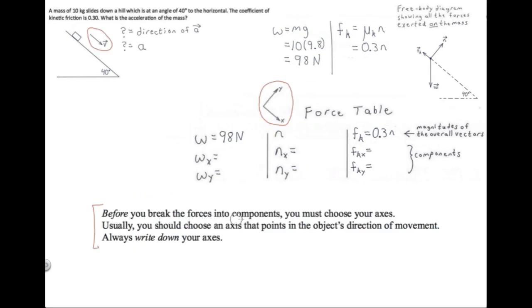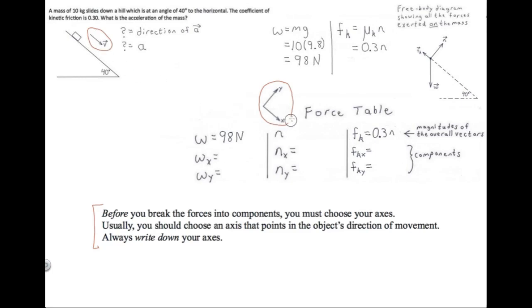Before you break the forces into components, you must choose your axes. It's usually best to choose an axis that points in the object's direction of motion. In this problem, the mass is moving parallel to and down the hill.